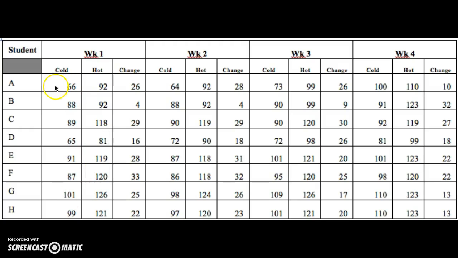If you look at student A, on week 1, they had a cold score of 66 and a hot score of 92. That was a 26-word increase. And if you look at the end, they had a cold score of 100 and a hot score of 110 with a change of 10 words. The difference between the two is the amount of errors that the students had. So in week 1, the errors were huge, and in week 4, they weren't.